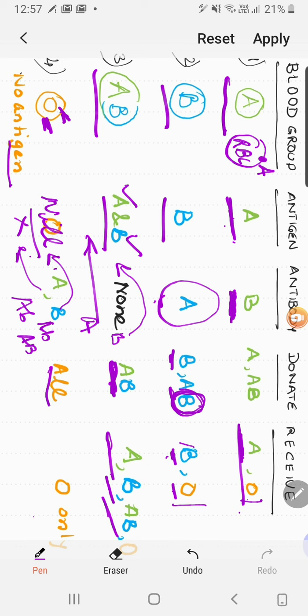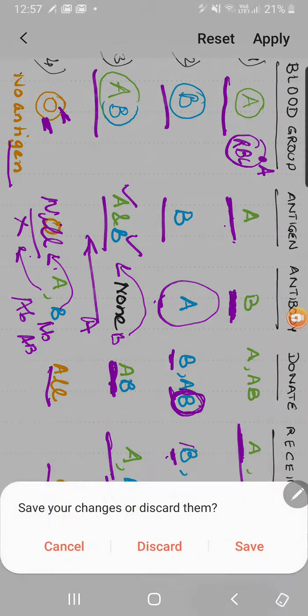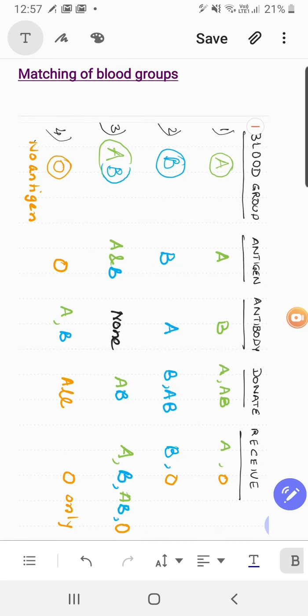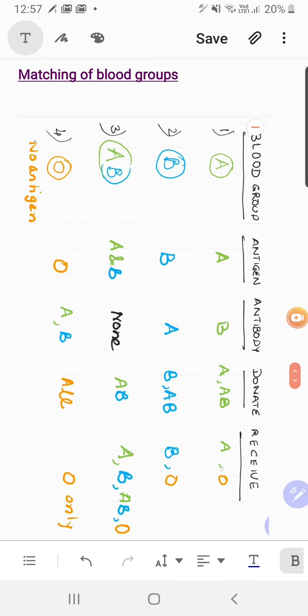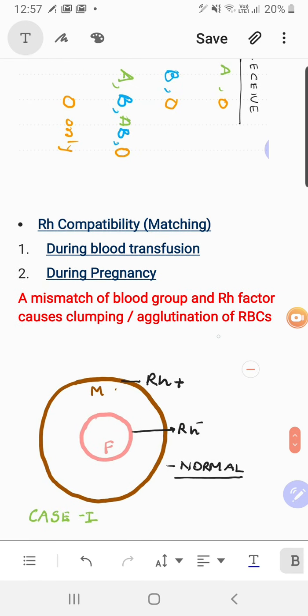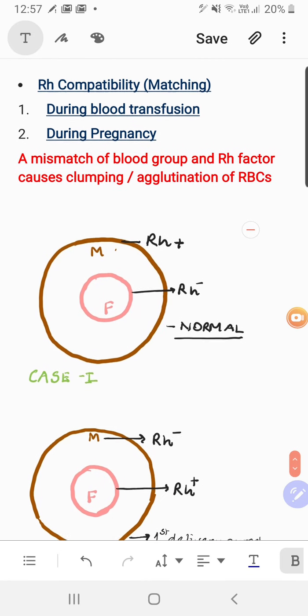But O can donate to all but receive from O only, provided RH factor is to be matched. Always remember this, RH factor is to be matched, right, children? So just understand that matching of the blood group I have already told you, and now we will be proceeding with this topic, RH compatibility here.